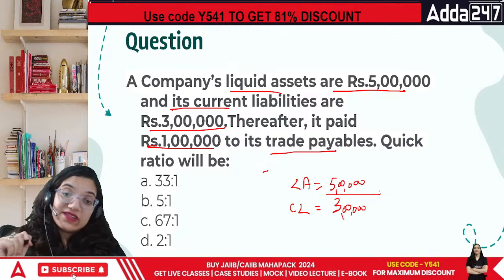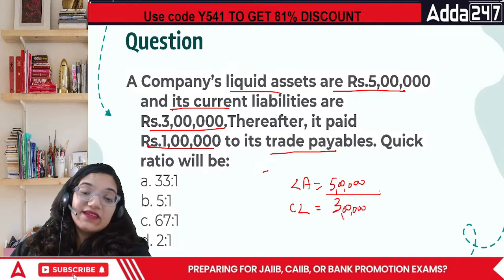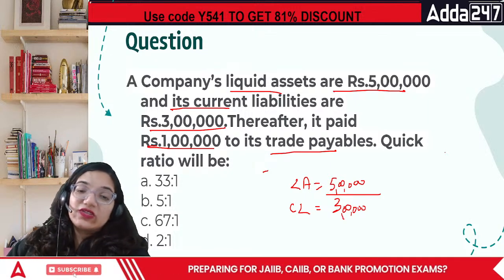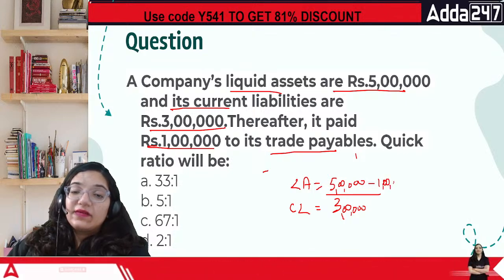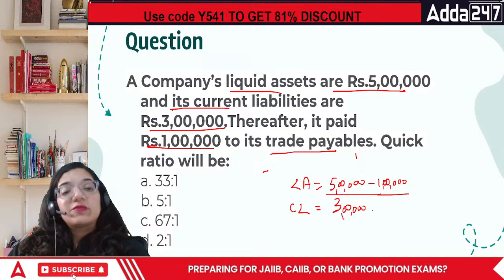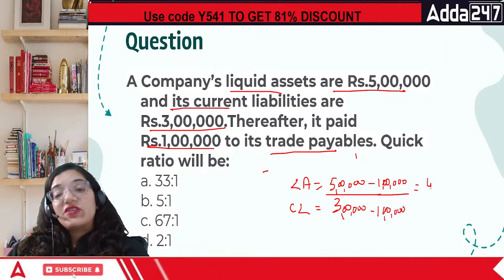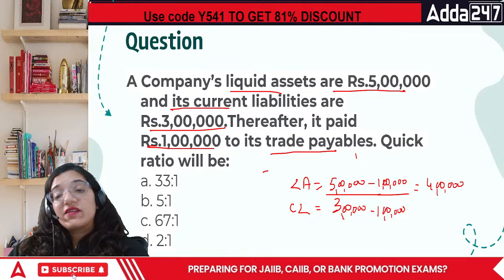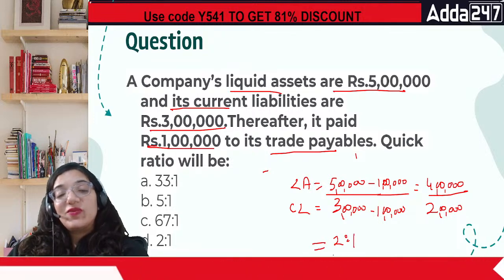But there's a point in this. The question says, it paid 1 lakh rupees. If you paid 1 lakh, you lost cash, 1 lakh. At the same time, if you paid this particular amount, your liability is also going down by rupees 1 lakh. That means your liquid assets are of rupees 4 lakh divided by 2 lakh. In this case, the answer is 2:1.